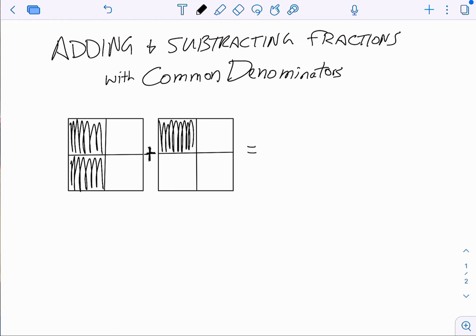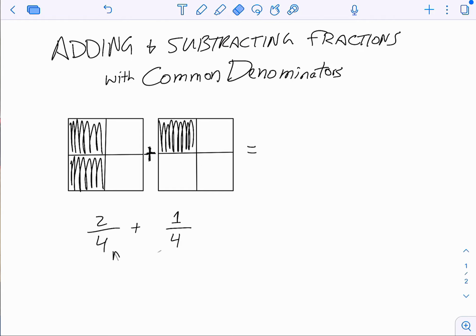So we've got two fractions here. The first one, okay, again, how many parts make up the whole? 4. How many parts do I have? 2. How many parts does it take to make a whole in the second one? 4. How many parts do I have? 1. So again, these have common denominators, meaning that the bottom number is the same. So they're both 4 parts to make a whole.